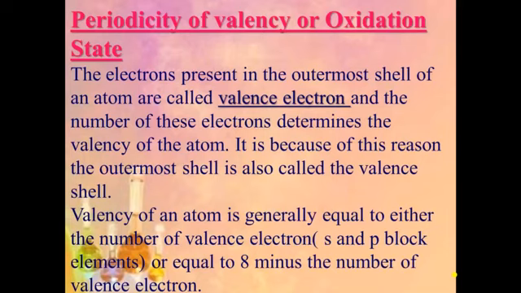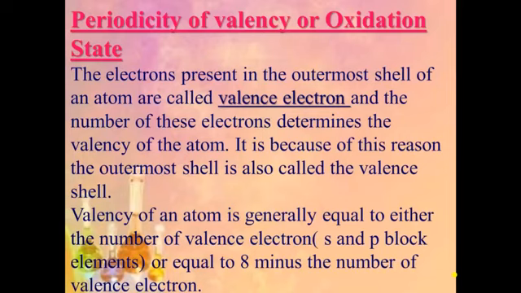For example, sodium atom. In sodium, there are a total of 11 electrons. But when we fill electrons in the orbitals, one electron is present in the last orbital, the 3s orbital. So the valency of sodium is 1. Nowadays, we use oxidation state for the valency term.